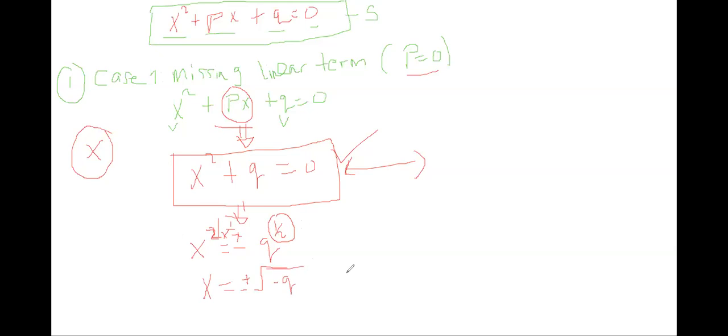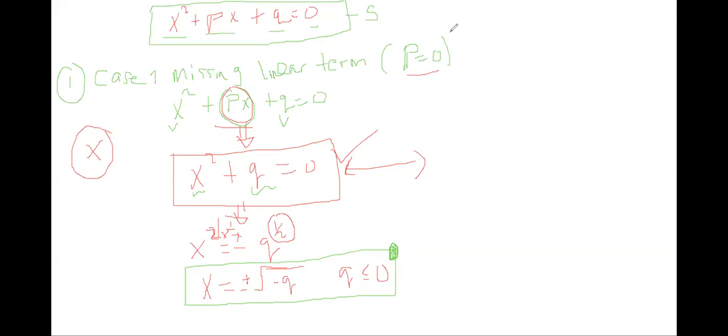And the condition here is what? This negative q should be greater than or equal to 0. If you are confused, just wait, I'm coming over. So this is the solution when you have this kind of quadratic equation, whereby the linear component is missing. Remember, the linear component is missing because p equals 0. So if you have this type of quadratic equation where you have the quadratic term and the constant term, but the linear component is missing, you can use this formula to solve it.